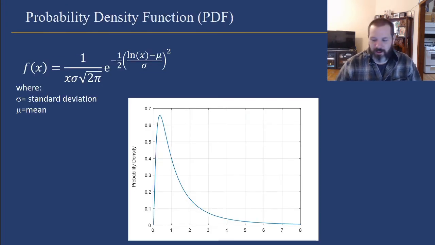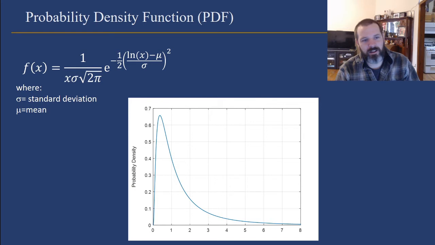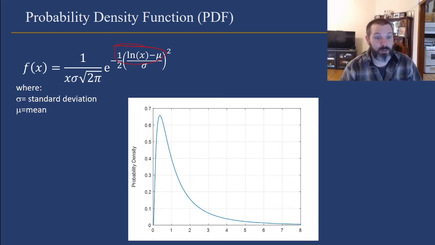So if you look at the PDF of the log normal distribution, you'll see that it is almost exactly the same as the normal distribution, except you're taking the natural log of the random variable x. The log normal distribution is a tailed distribution. It's never negative. It starts at 0, and then it peaks, and then it trails off to positive infinity. So this is one of the first tailed distributions that we're going to talk about.